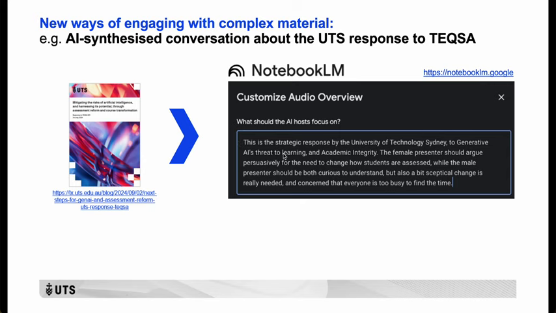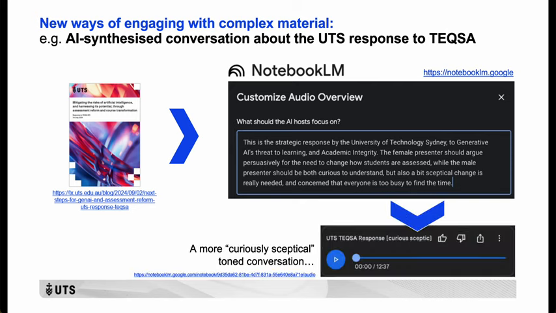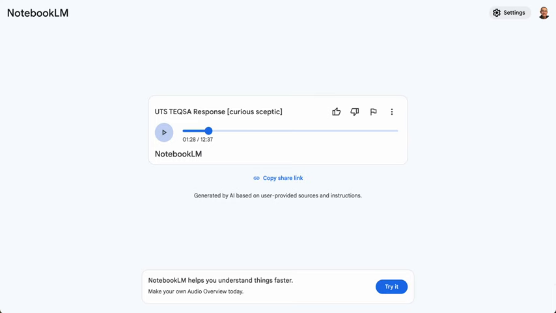So I explained that this is the strategic response from UTS to generative AI. I want the female presenter to argue persuasively for the need to change our assessment, while the male presenter needs to be both curious but a bit skeptical that this is really needed, and everyone's too busy to find the time, aren't they, to actually implement all these changes. So we can now shape the conversation in whatever way you consider to be pedagogically useful.